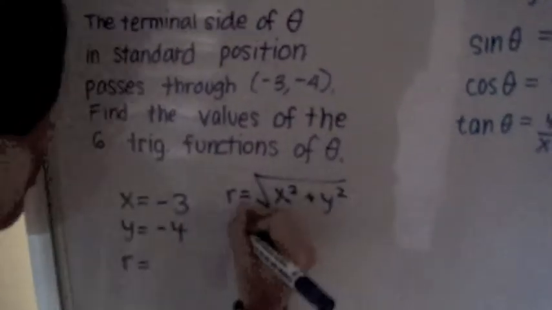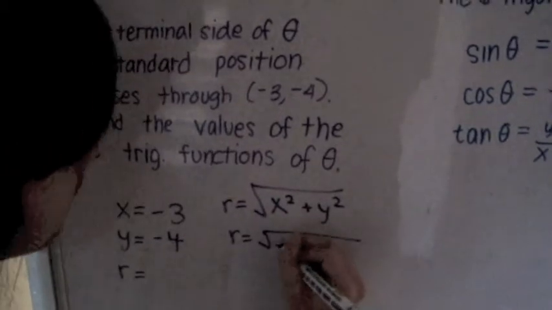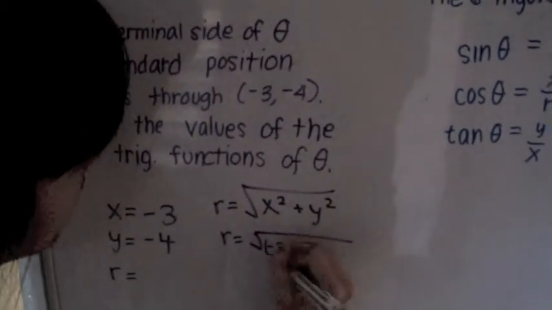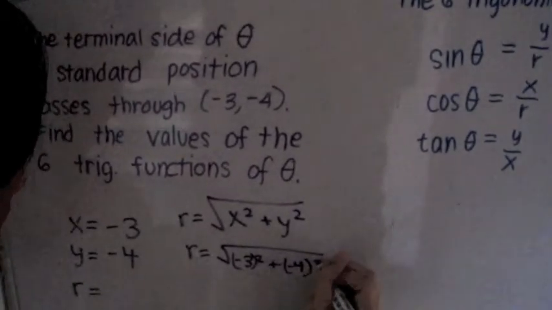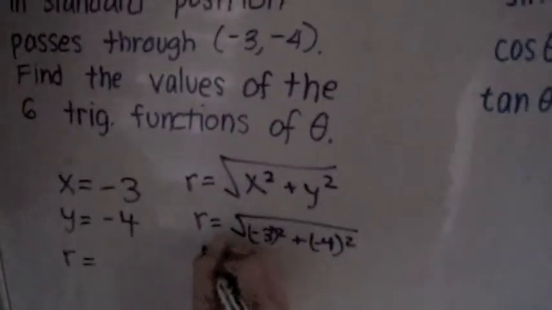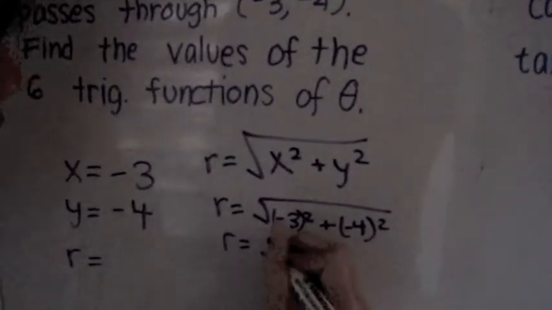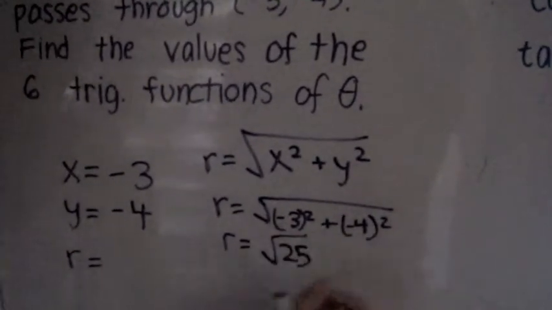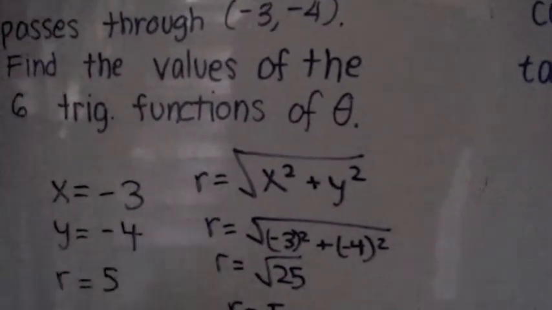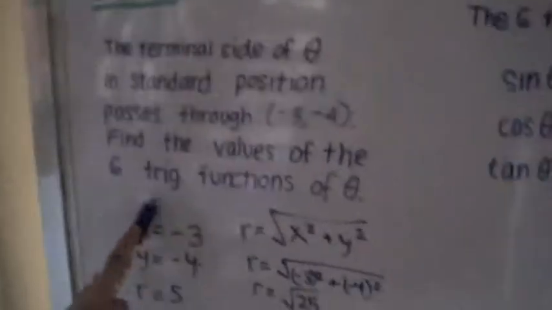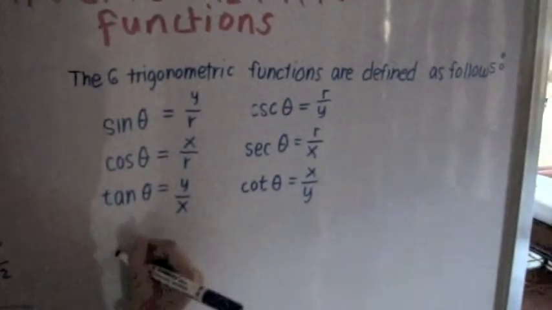So you substitute the values. So that's the square root of (-3) squared plus (-4) squared. So that will be 9 plus 16 equals the square root of 25. So r equals 5. To get the 6 trigonometric functions, you have to substitute the values to the functions.